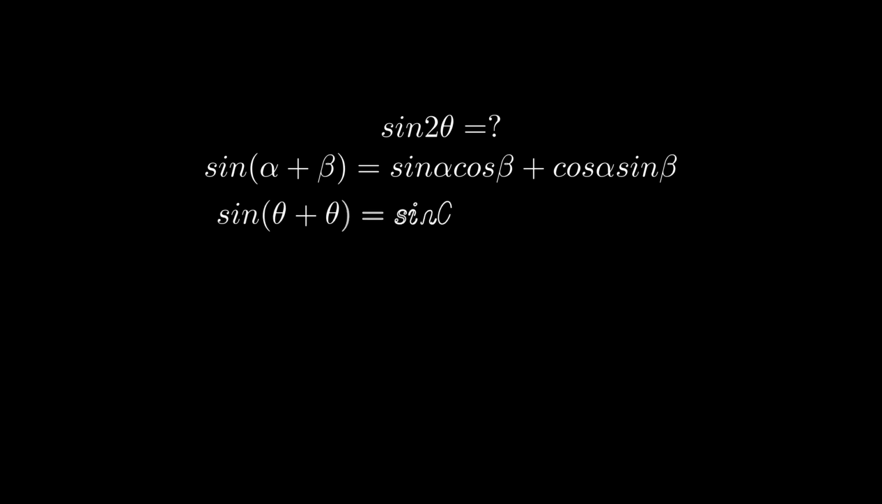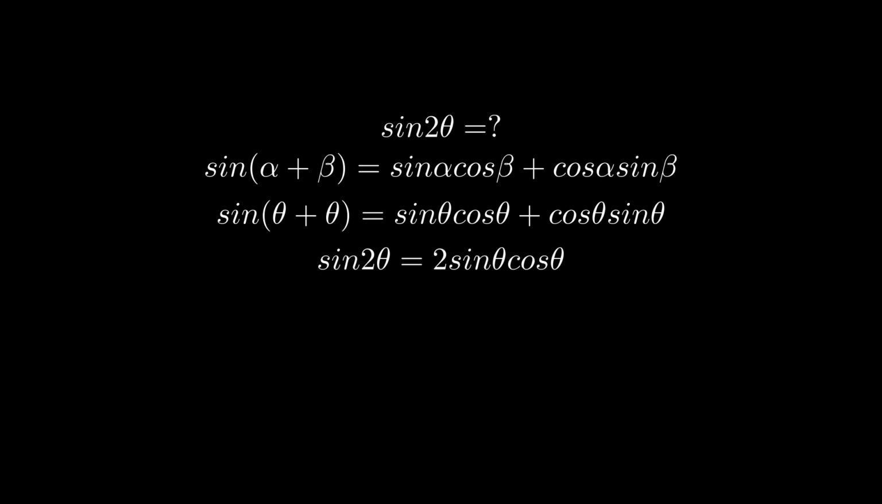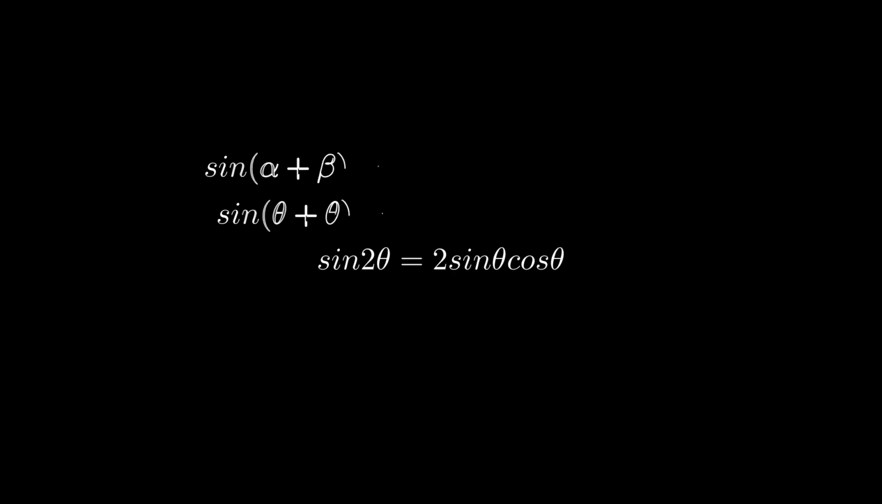Let's find sine of two theta. From sum and difference identities, we are going to change alpha and beta into theta. Sine of two theta is really useful and is easy to derive, so I recommend you to memorize it.